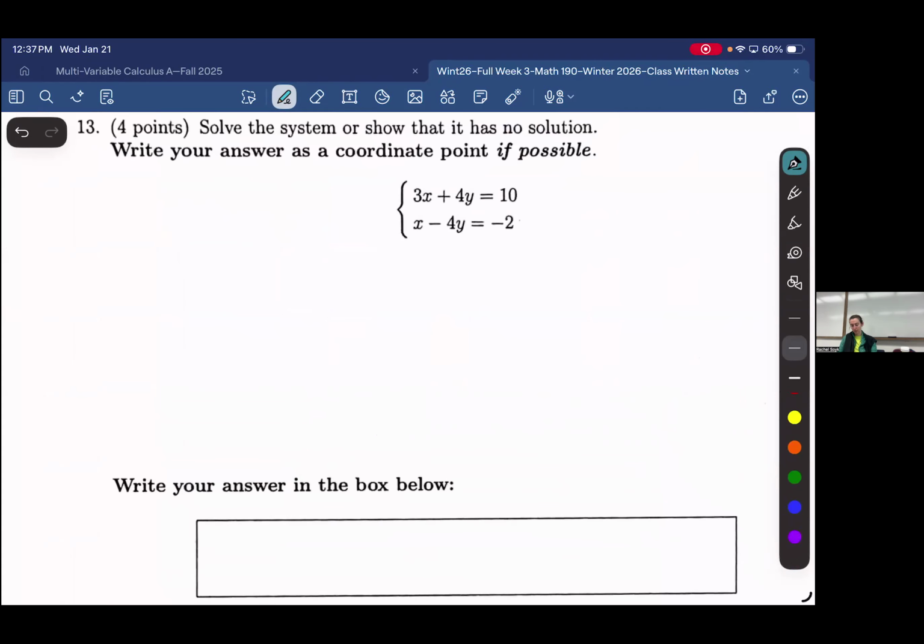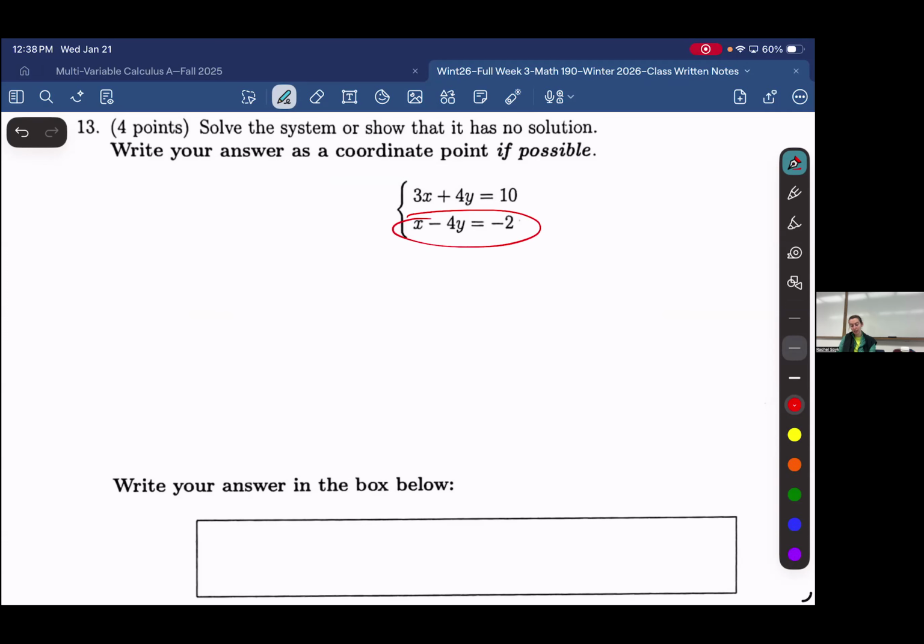We have a systems of equations problem. They don't specify to use elimination or substitution, so you have the liberty to use your preference. And then it says write your answer as a coordinate point if possible. If there's no solution, then just write no solution. So I'm going to use substitution here.